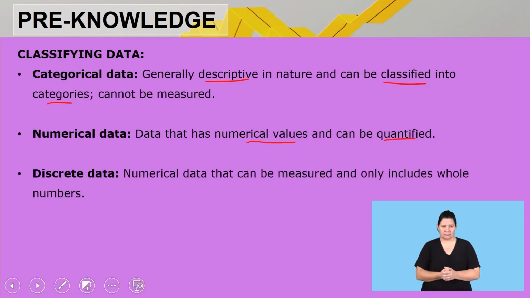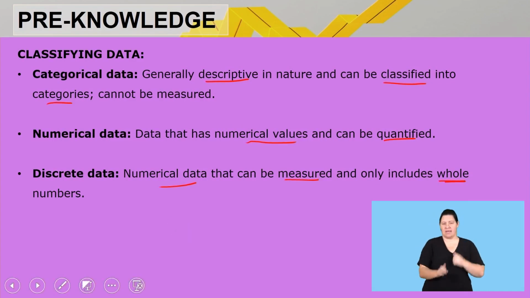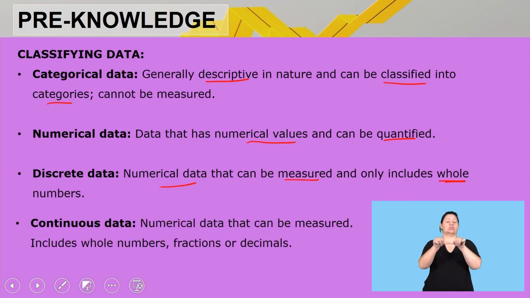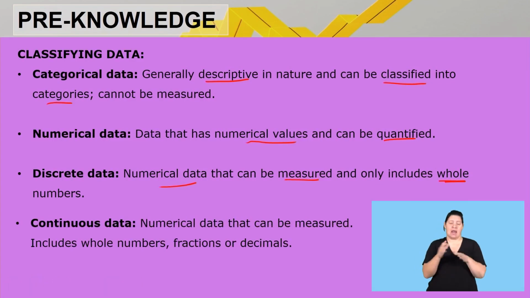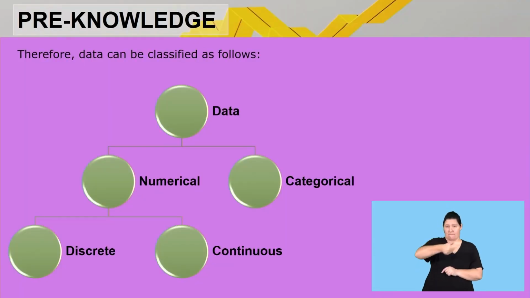Then what else is important when classifying data? We have discrete data. That is numerical data that can be measured, very important, and only includes whole numbers, right? And then we have what we call continuous data. That's numerical data that can be measured, important there, that includes whole numbers, fractions, as well as decimals. Okay, so classifying data: categorical data, numerical data, discrete data, as well as continuous data. So if you look at this, we can therefore say that when we classify data, it will be data, as you're heading there.